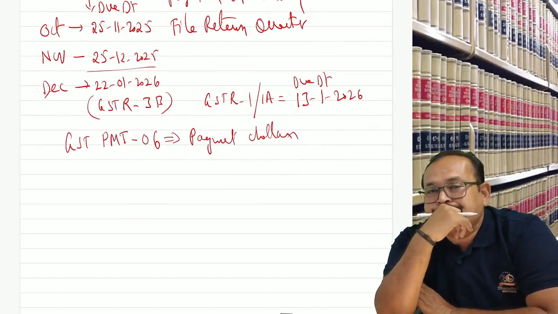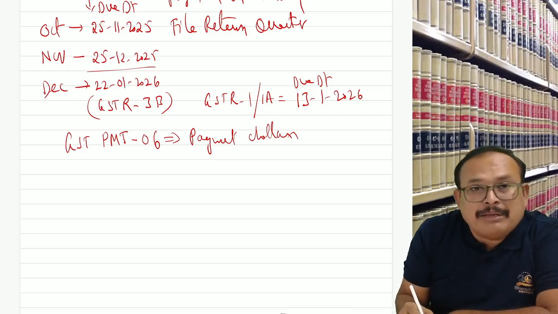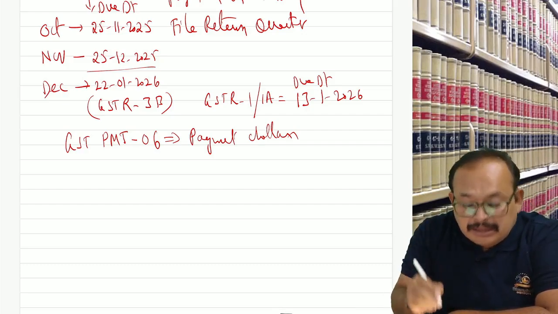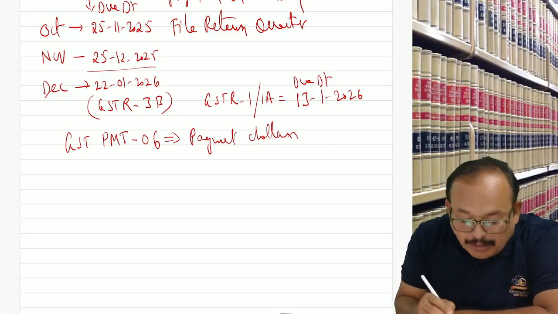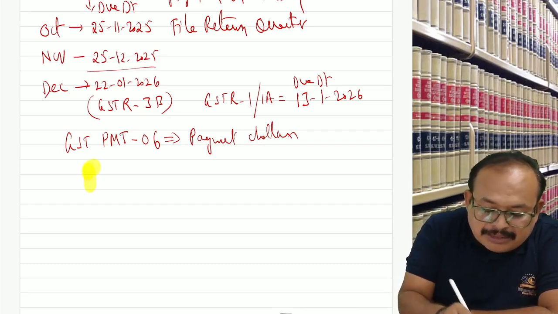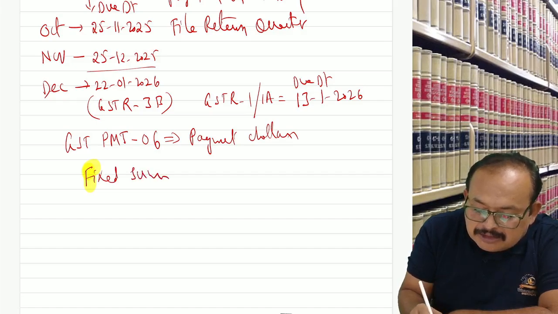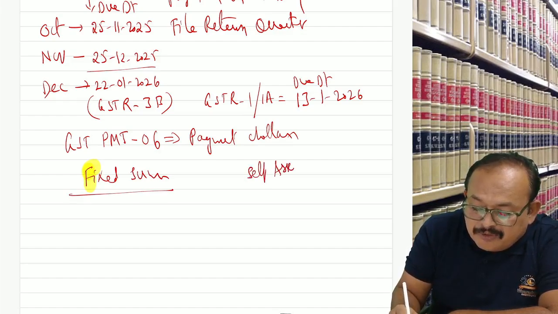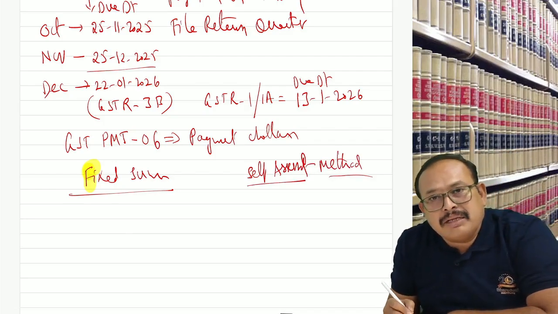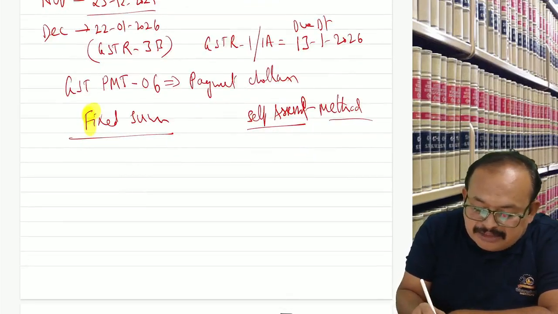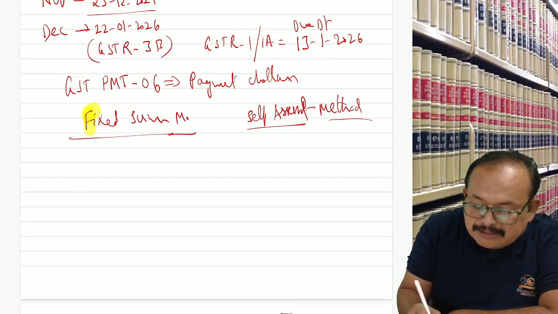Good. Now, while making the payment challan, there are two types of payment methods. One is the fixed sum method. The other one is the self-assessment method. The fixed sum method is considered.